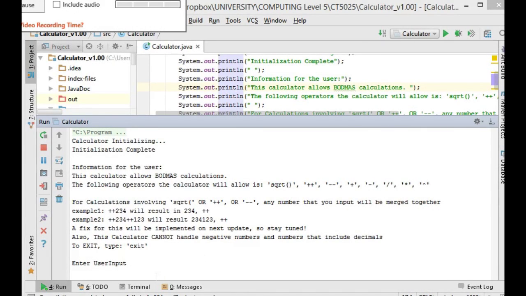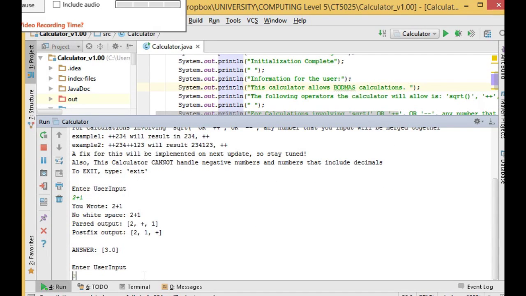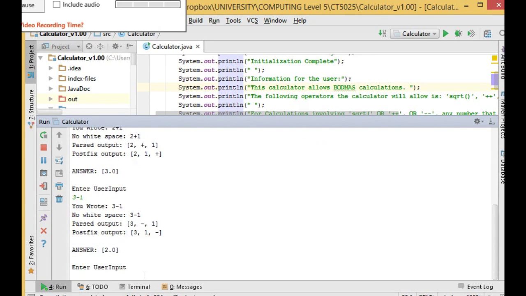Okay, so first we're going to try some simple calculations. So 2 plus 1, you get 3, 3 minus 1, you get 2. I'll try square root of 23, it's 4 point something. Try increment, decrement, yes. 12 over 4 should give you 3, and let's try power. So 4 to the power of 3 should give you 64.